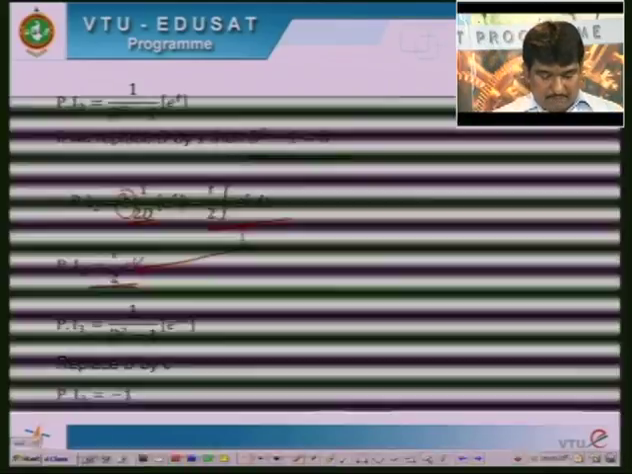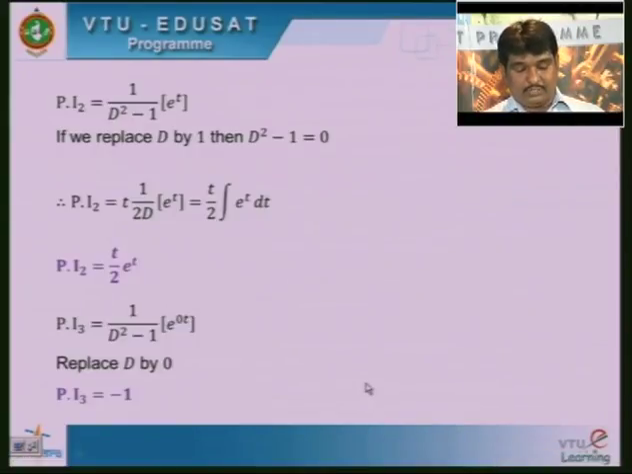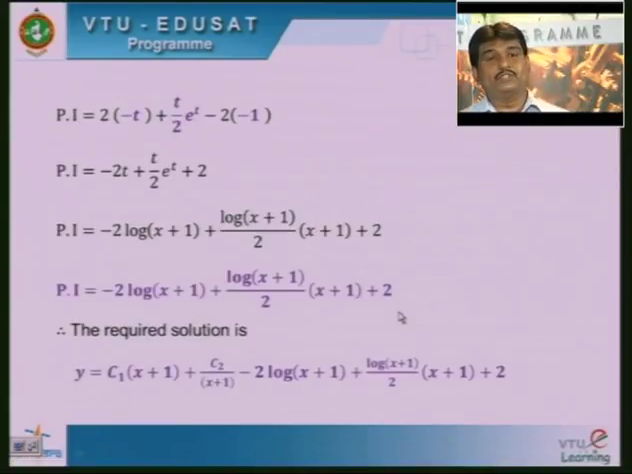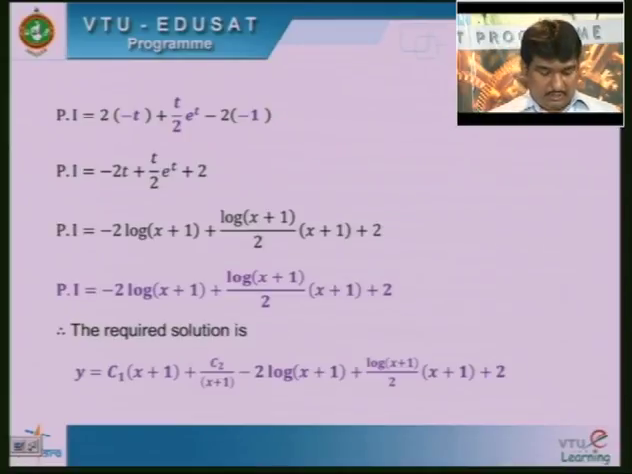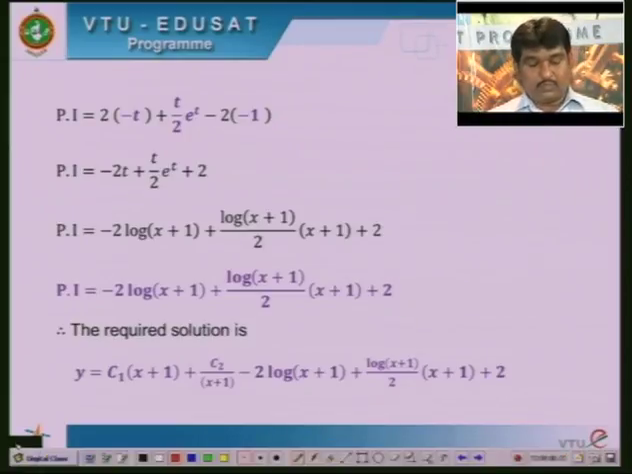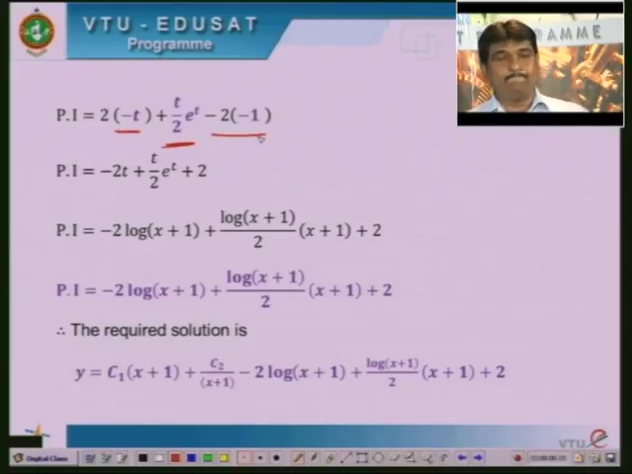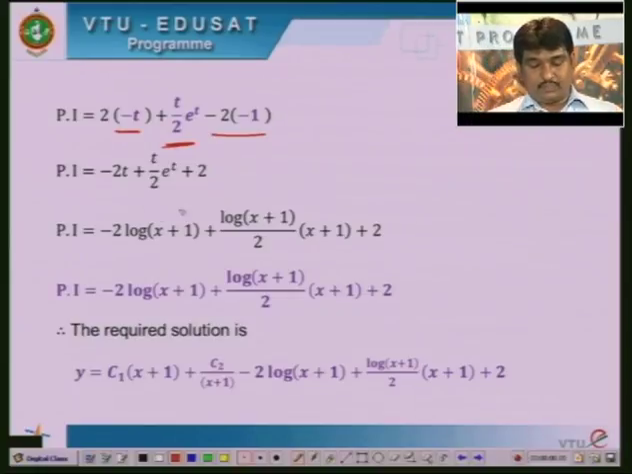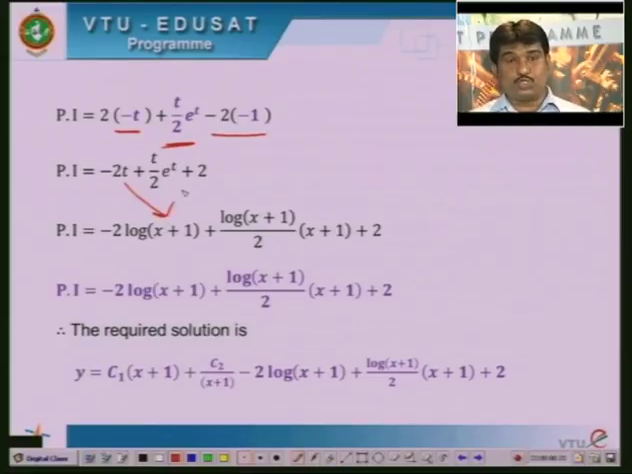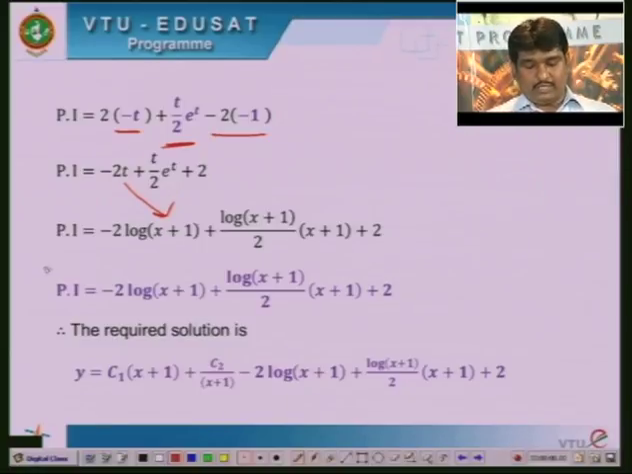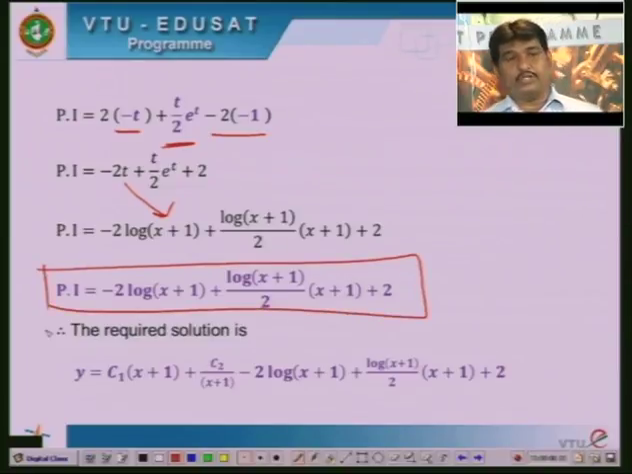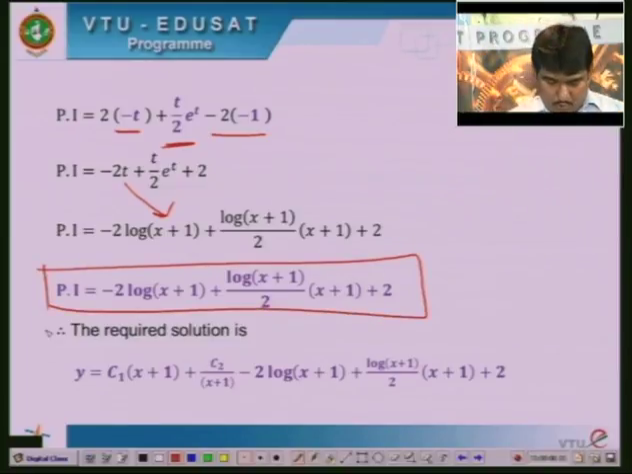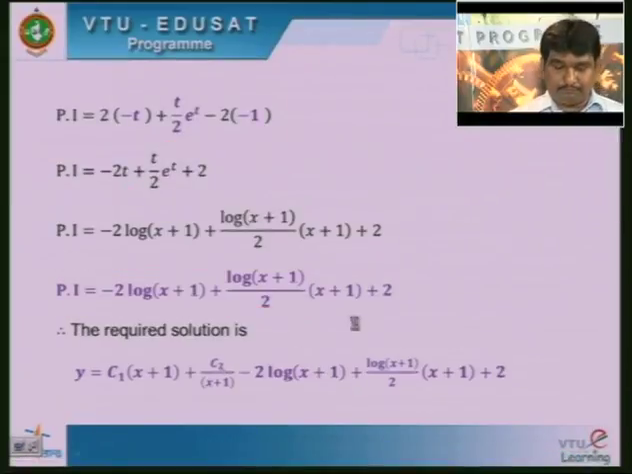Now, as usual, replace D square by D by 0 to get PI3 equals minus 1. Now the particular integral is 2 times PI1 plus PI2 minus 2 times PI3. Substitute all these things, simplify, and then convert this in terms of x using the known substitution. t is log of x plus 1, e to the power of t is x plus 1. You get PI in this fashion. So the required solution is y equals complementary function plus PI.